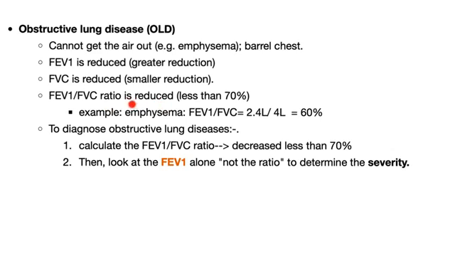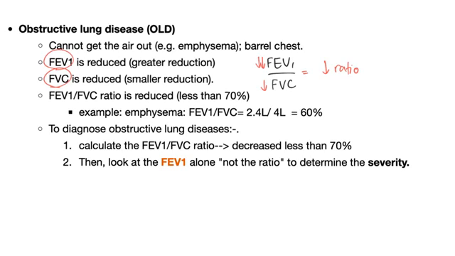But FEV1 to FVC ratio is reduced because that reduction in FEV1 is greater than the reduction in FVC. So here is FEV1 over FVC. If you reduced this more than the denominator, the result is a decrease in the FEV1 to FVC ratio. And this is an obstructive lung disease. Why? Because the effect is greater in the first second. It's like this. I cannot get the air out. So instead of the FEV1 being 80% of the FVC, now it's about 60% or 50% or 30% because I couldn't get air during the first second.